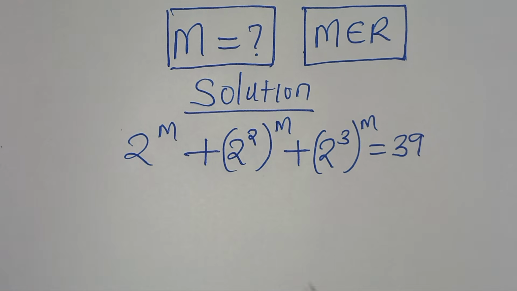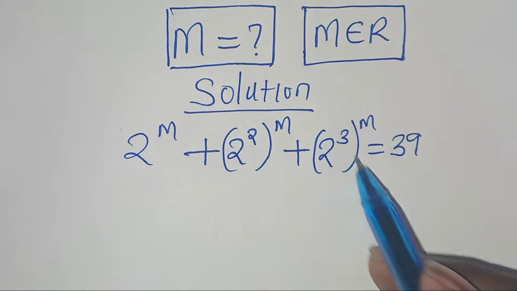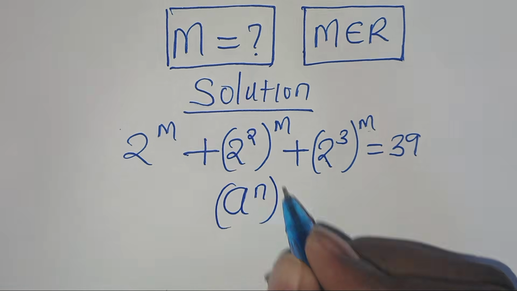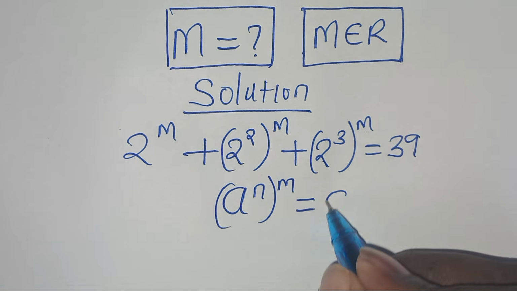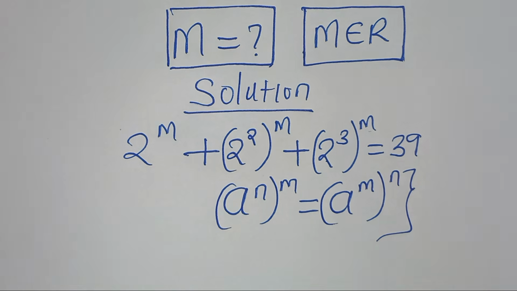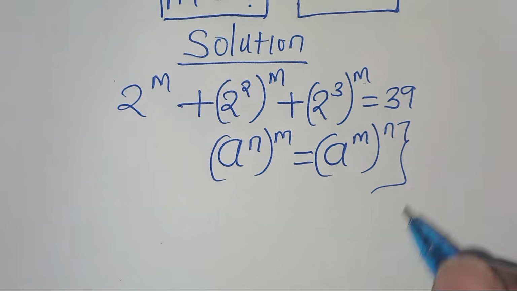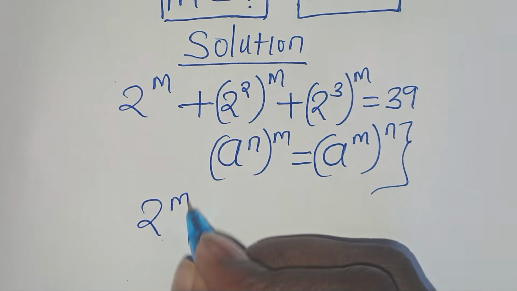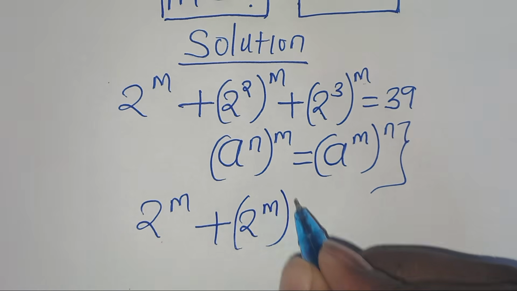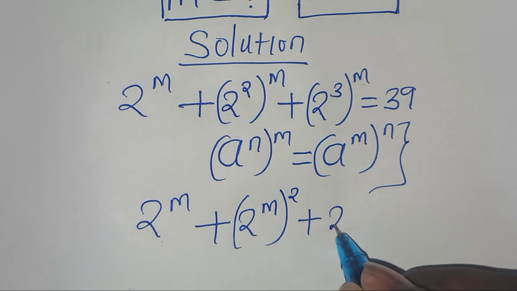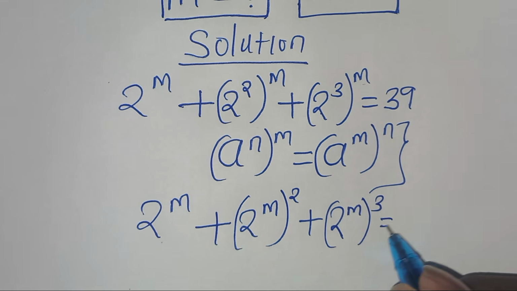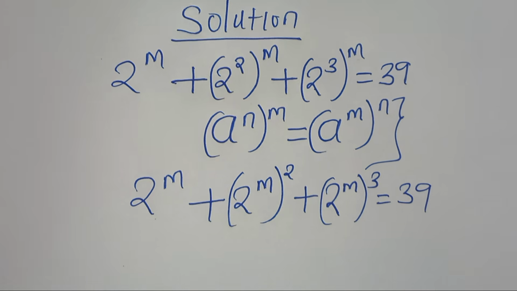The next step is that 2 to the power of 2 raised to the power of m and 2 to the power of 3 to the power of m is in the form of a to the power of n raised to the power of m, which we can express as a raised to the power of m raised to the power of n. Applying this exponent property, then we have 2 to the power of m plus 2 to the power of m raised to the power of 2, then plus 2 raised to the power of m raised to the power of 3. This is equal to 39.